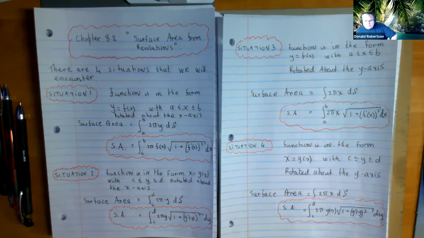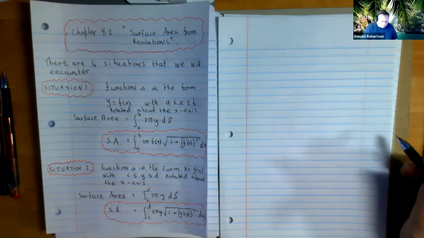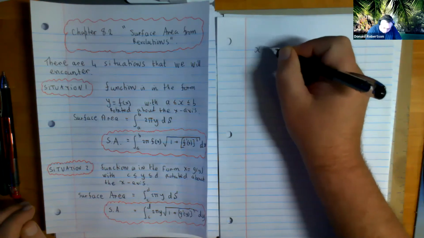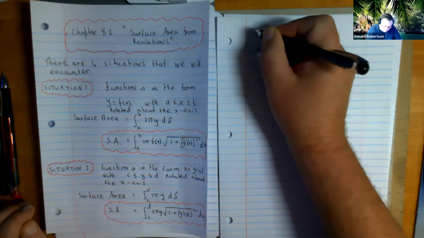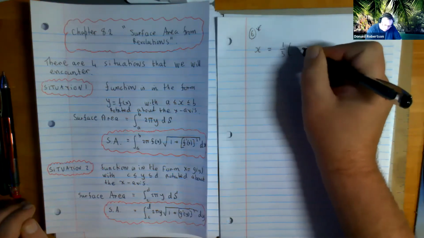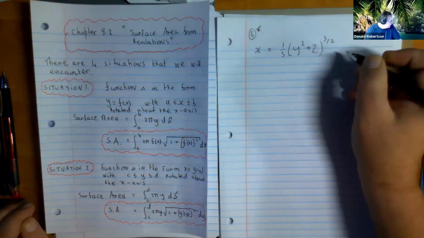So you probably should have these written down somewhere, so that when it comes to doing your test, you can scan through for the right one. So far, so good, right? So let's jump right in, and we'll look at this fella. X equals, this is like question 6, x equals 1/3 y squared plus 2 to the 3/2.